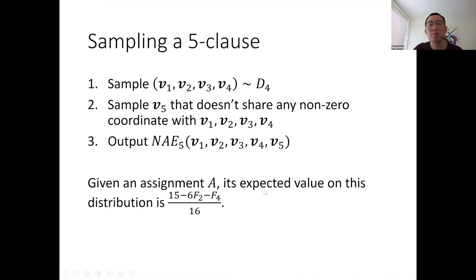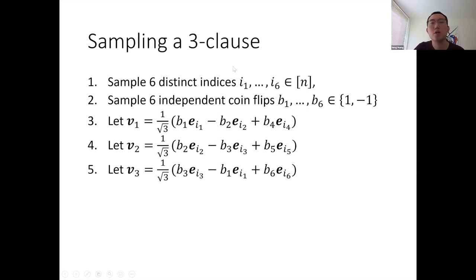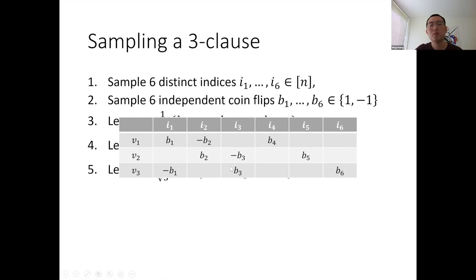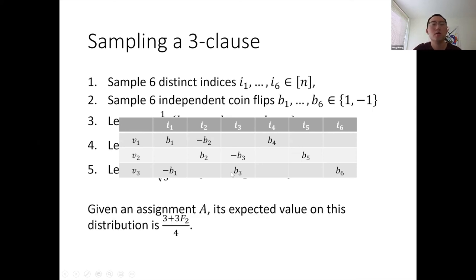Same as before. Sampling of NAE3 clauses is a little bit more complicated because now we want them to have bias minus 1/3. So what we do is we sample six distinct indices, I1 to I6, and sample six independent coin flips, B1 to B6, and then assign them according to this expression. Again, it might help to visualize this in this table. Essentially, for any pair of vectors, we want them to share exactly one non-zero coordinate on which they have different signs. So they will have a dot product of minus 1/3. And again, given an assignment A, its expected value on this distribution is (3 plus 3F2) over 4. It's again same as before.